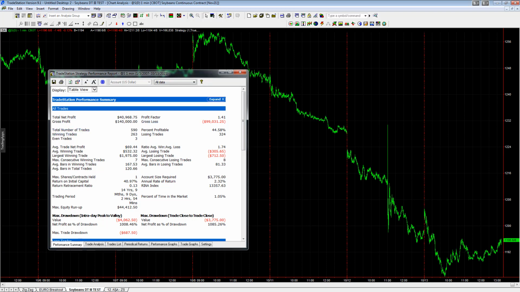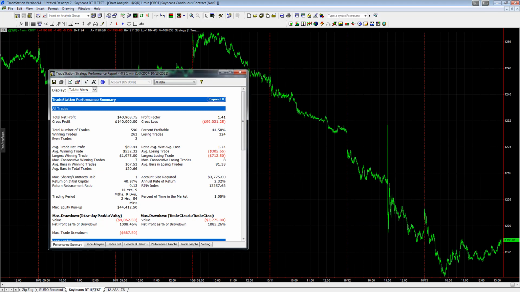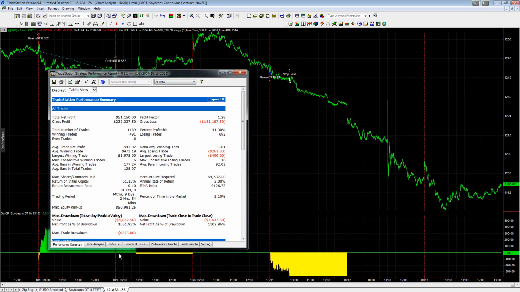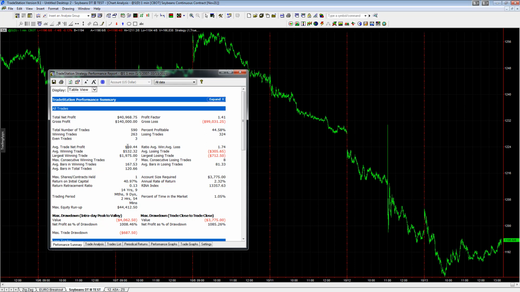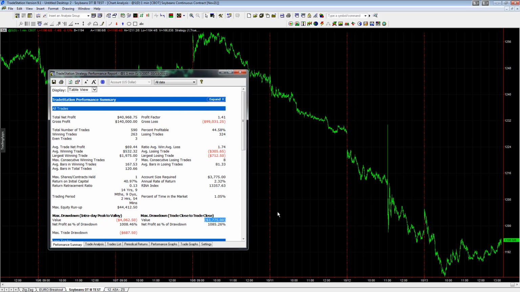So both of these test back to 2007 with $25 round turn slippage and commission. We've had more slippage lately, and this setup improves. You see the average trade profit goes from 43.02 to 69.44, and the drawdown is 37.75, and the net profit as a percentage of drawdown is 10.85, and back here it is 11.02, so about the same, but higher average trade profit. And net profit as a percentage of drawdown about the same.